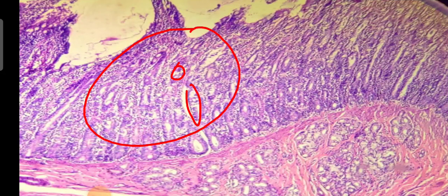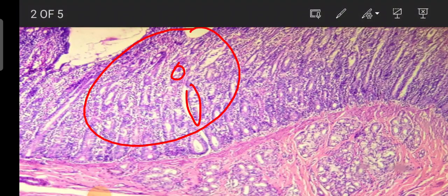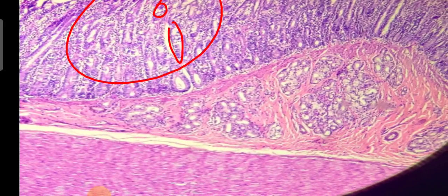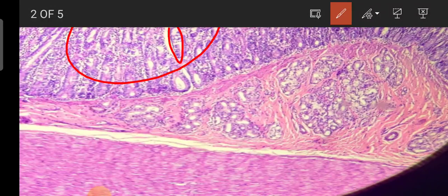Then below the epithelium we will see the lamina propria, which is containing the few fibers of smooth muscle cells and the connective tissue, blood vessels. Then below the lamina propria we will see this muscle layer. This is the inner circular muscle layer, and below that you will find the submucosa.